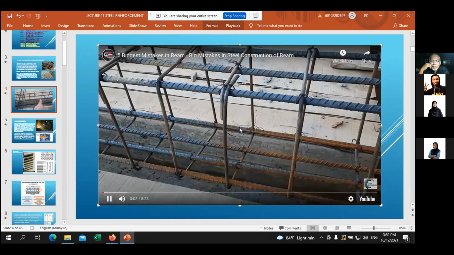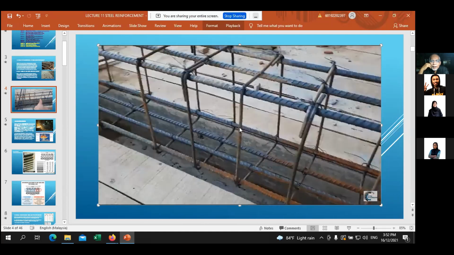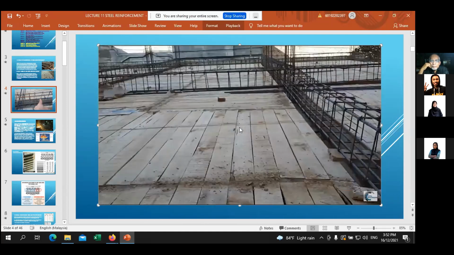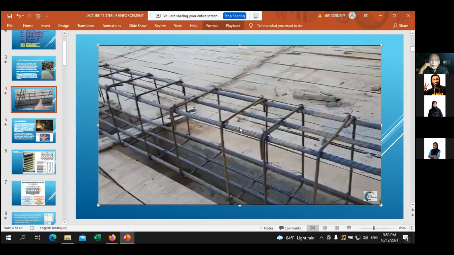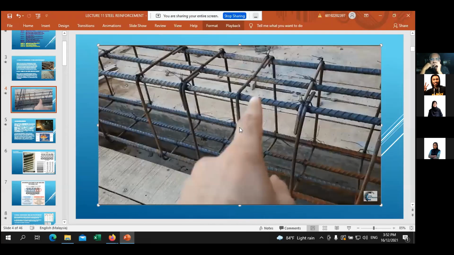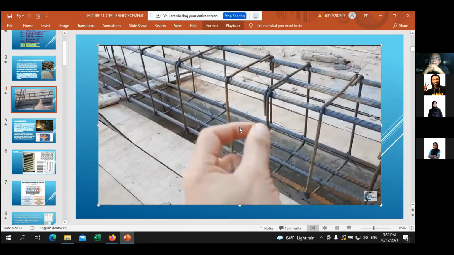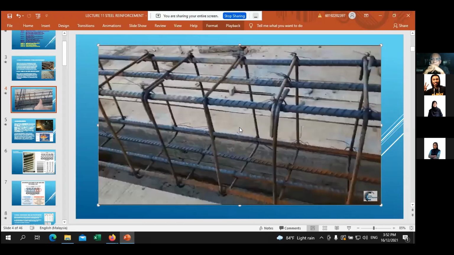Assalamu alaikum guys, welcome back to Civil Engineers YouTube channel. Today I am on this construction site and I will show you some big mistakes, especially in RCC top beam. Okay, this is a slab beam, top beam. So let's start, guys.